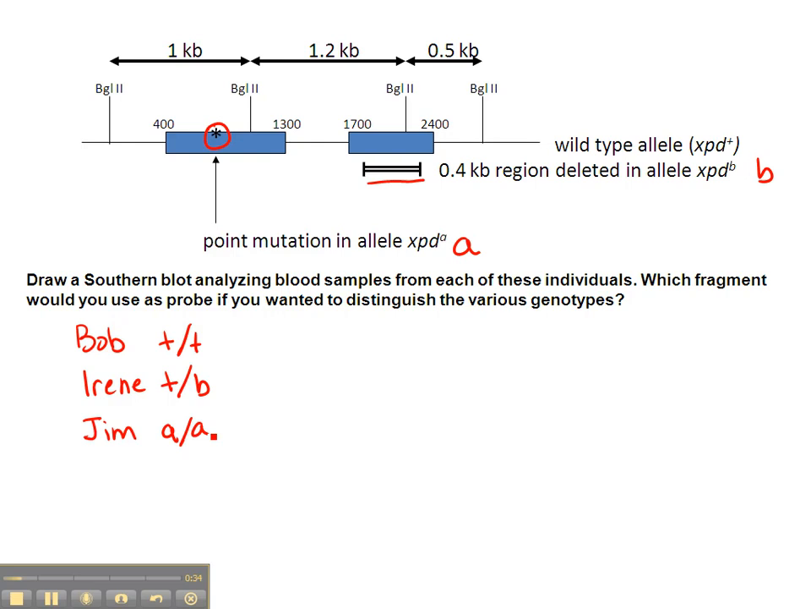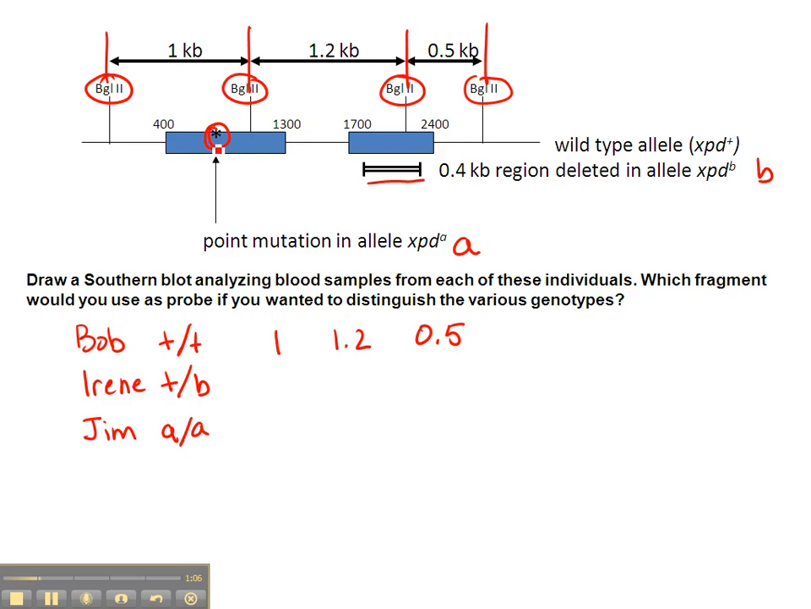So in order to do a southern blot, we're analyzing DNA, and the first thing that we need to do is to chop up the DNA into manageable sized pieces. In order to do this, we'll do a restriction enzyme digest using Bagel2, which will cut this region of DNA at the Bagel2 sites indicated on the schematic. Now in Bob, the wild type individual, that's going to cut the DNA at these locations, and so he'll have 3 fragments from this area of these sizes indicated, 1, 1.2, and 0.5 kb.